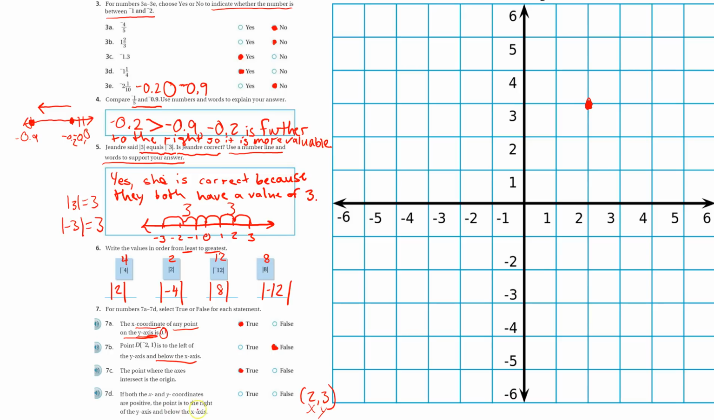And it says the point is to the right of the y-axis. Well, here's my y-axis again. And yes, in fact, the point is to the right. And below the x-axis. Here's my x-axis. Below the x-axis, no, my point is above the x-axis, so that is false.